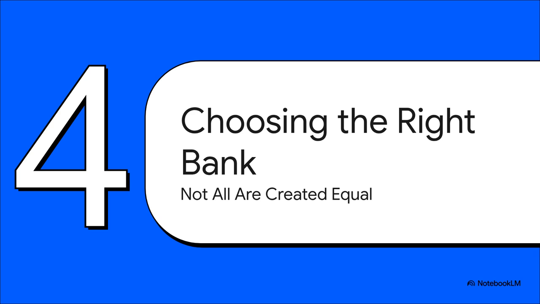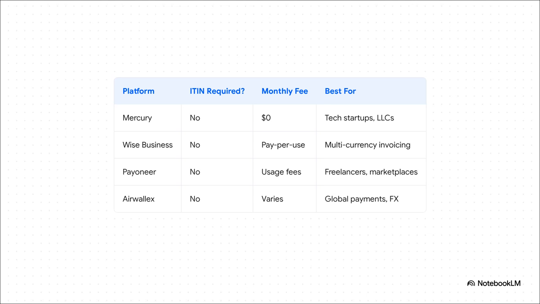All right, documents are ready. Now for the big decision. Where do you actually open the account? This is where things get really interesting, because not every bank or platform is designed for founders like us. Let's compare the best options out there. Let's focus on the platforms that do not require an SSN. First up is Mercury. Honestly, this is the top choice for most tech startups and LLCs, and it has 0 monthly fees. Then you've got Wise Business, which is absolutely fantastic if you're sending invoices in different currencies. There's also Payoneer, which is the go-to for freelancers and anyone selling on marketplaces like Amazon or Upwork. And finally, Airwallex, a really powerful choice for businesses that handle a lot of global payments and foreign exchange.